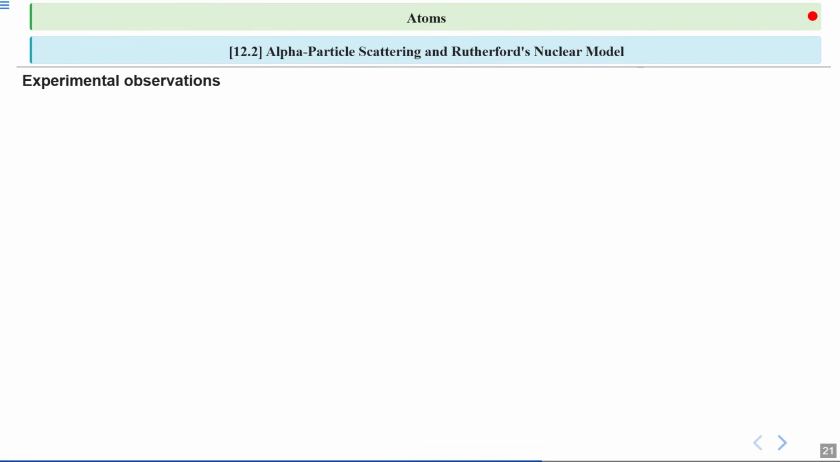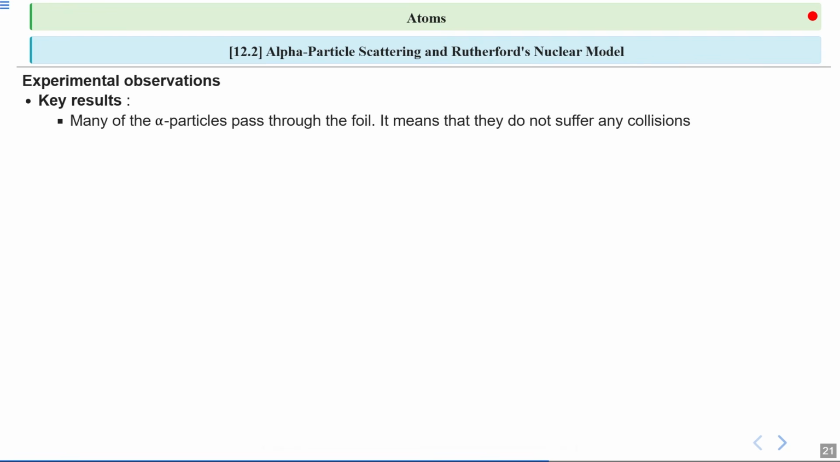Now we are looking at some key experimental observations about atoms, specifically from the experiment involving alpha particles and thin metal foils. Let's start with the main findings. Many of the alpha particles pass through the foil. It means that they do not suffer any collisions.